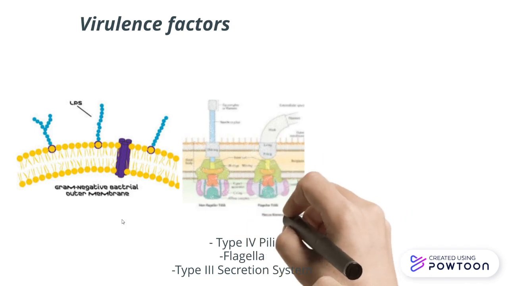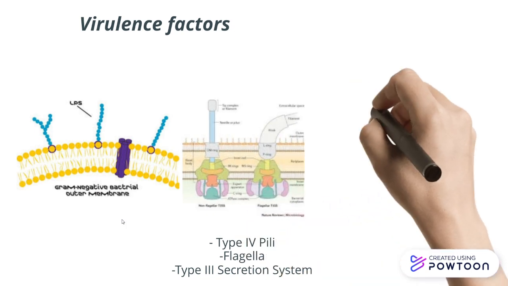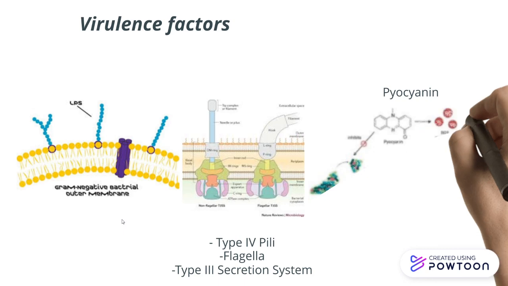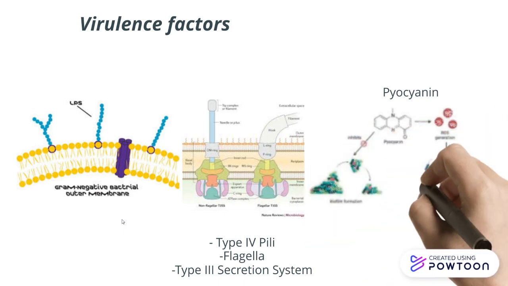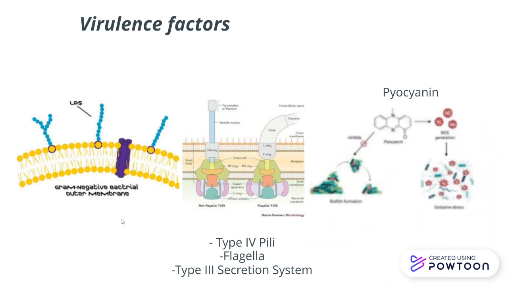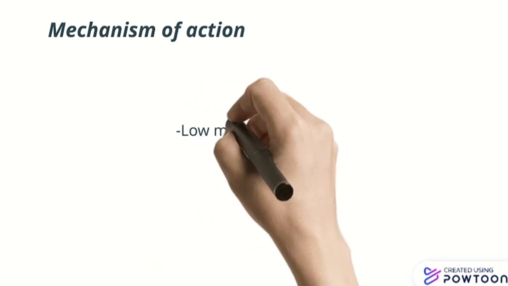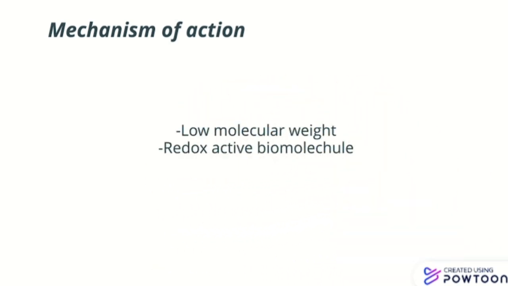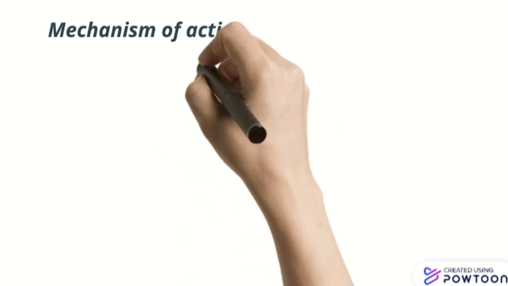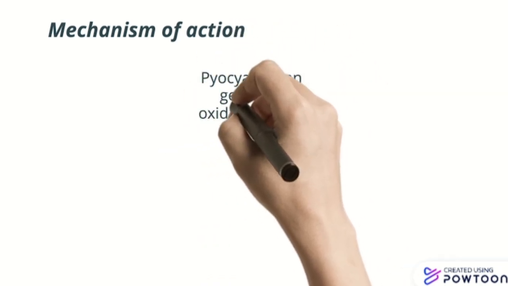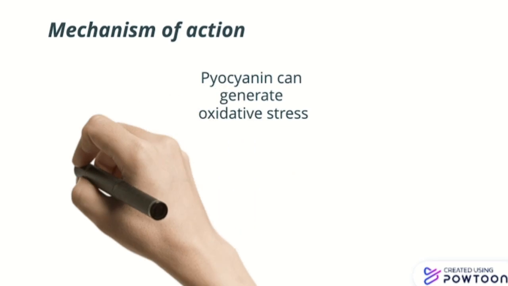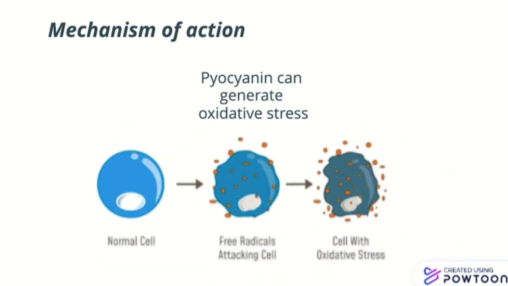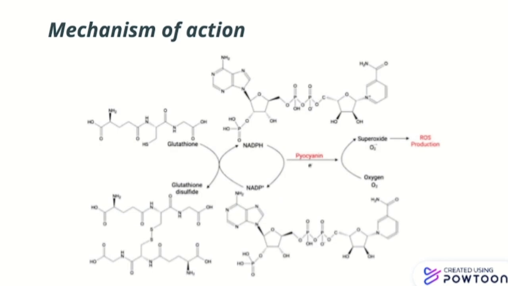It has redox-active properties that generate reactive oxygen species, or ROS, which can damage other cells. The proposed mechanism of action is that by having a low molecular weight, biocyanin can easily diffuse through the cell membrane, and as a redox-active biomolecule, it can generate oxidative stress by increasing the intracellular levels of reactive oxygen species like superoxide and hydrogen peroxide, by disrupting cellular redox balance.